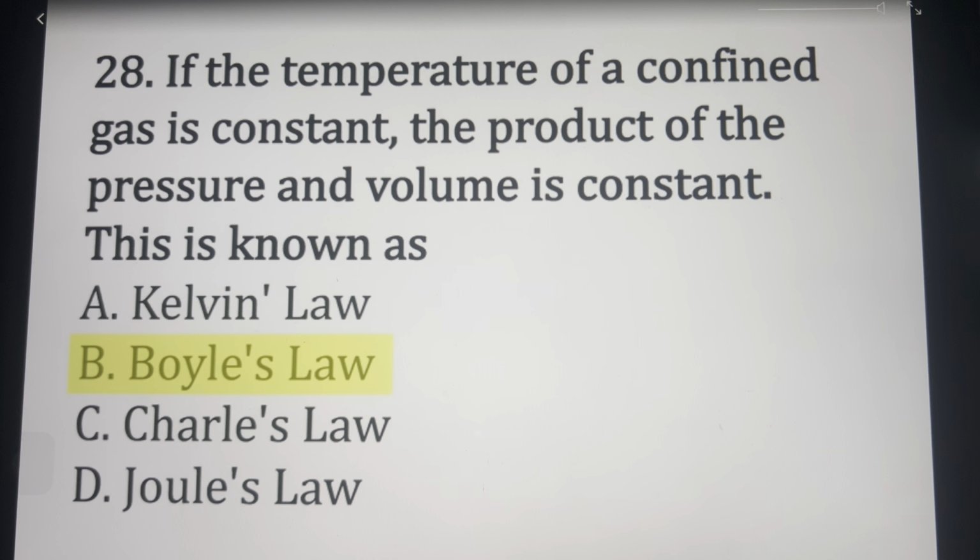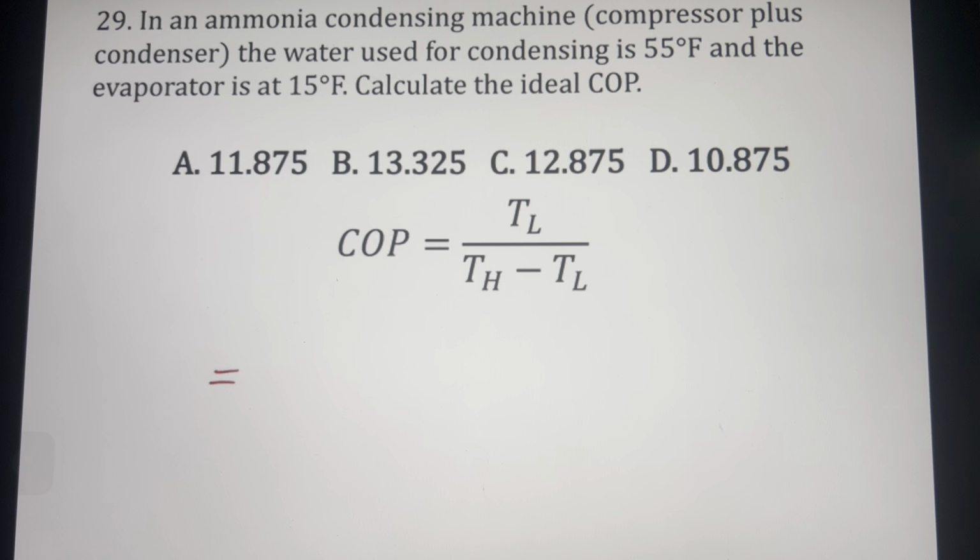Number 29, in an ammonia condensing machine, which has a compressor plus condenser, the water used for condensing is 55 degrees Fahrenheit, and for the evaporator is at 15 degrees Fahrenheit. Calculate the ideal coefficient of performance. So take note, COP, if the temperature limits are given, it is equivalent to T low over T high minus T low. Take note that temperatures must be expressed in Rankine if we are talking about English units.